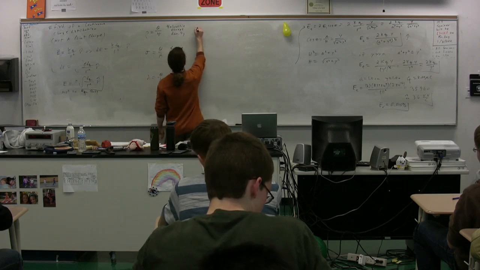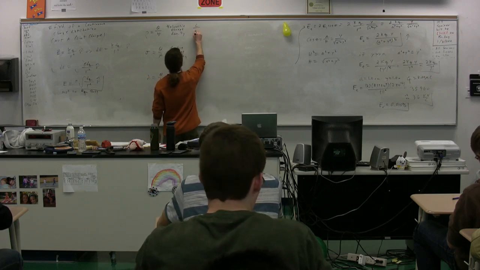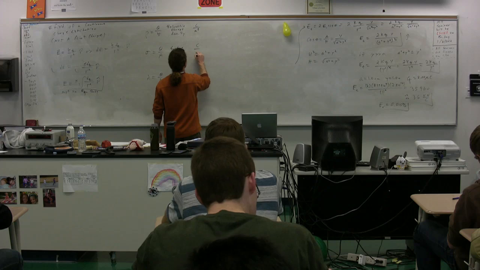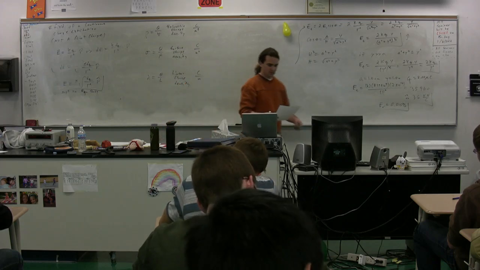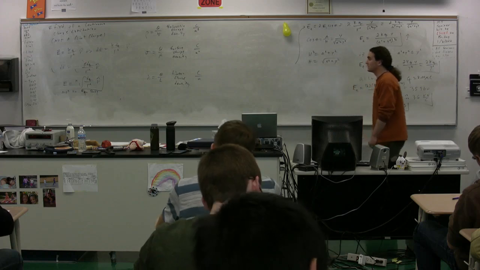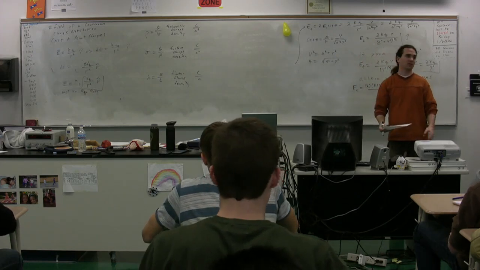And the dimensions are coulombs per meter cubed, coulombs per meter squared, and coulombs per meter for our various types of densities. And hopefully, this looks familiar.